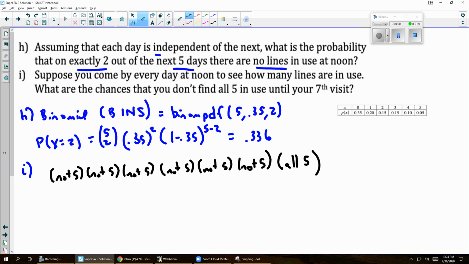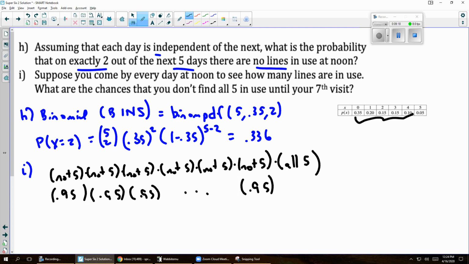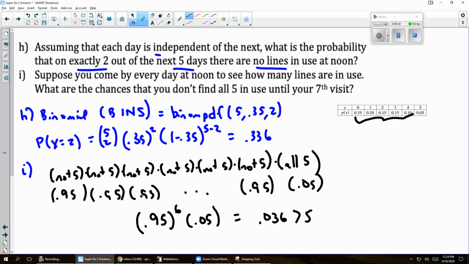So what's the probability? Now, if the days are all independent, then I can just multiply these probabilities together. And the probability it was not all 5 is this. So it's 95% and 95% and 95%. And then all 5 is 5%. I could simplify this by saying it was 95% 6 times, and then the 7th time it was that. And when I work out that, I get 0.03675, or 3.675%.